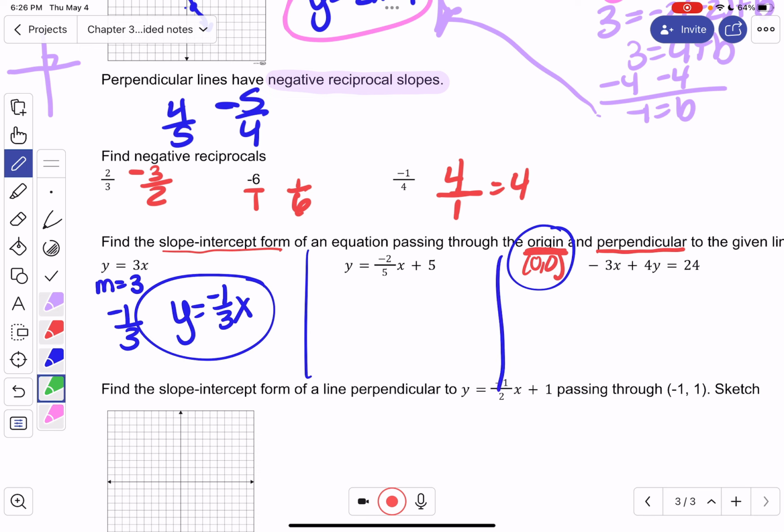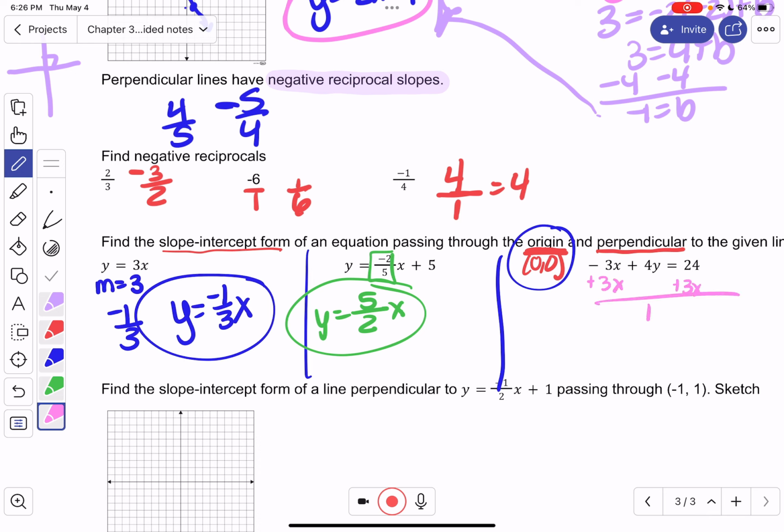Same thing here. We're going to find the new slope. So we flip this, make it positive. And our y-intercept is 0, so it would just be 5 over 2x. For this last one, we need to make it say y equals to find our slope. So 4y equals 24 plus 3x. Divide everything by 4. y equals 6 plus 3/4 x.